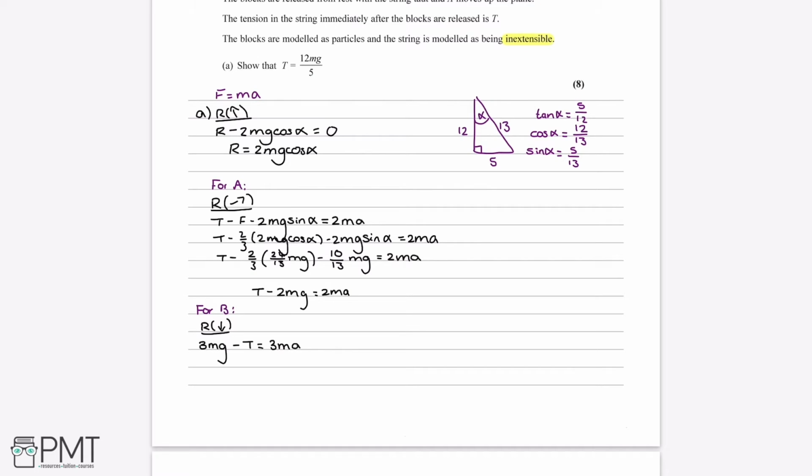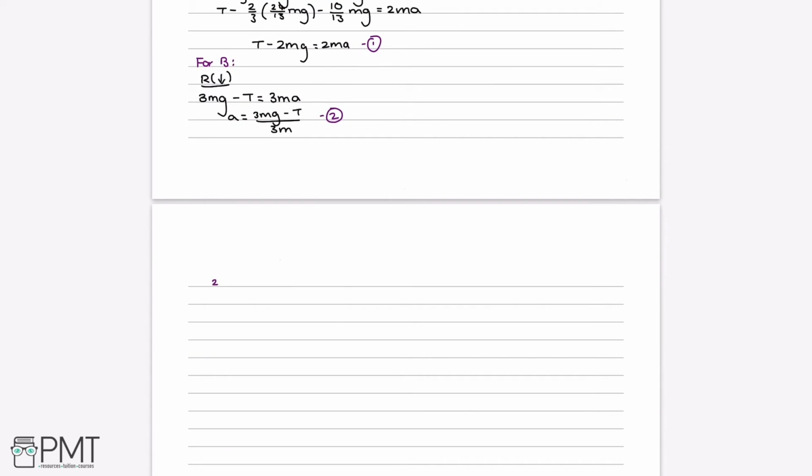So if we rearrange our equation for B a little bit, just by dividing everything by 3m, we're left with a is equal to 3mg take away T, all divided by 3m. And then we can substitute this into the equation for A. So if we call this equation 1 and this equation 2, and we substitute equation 2 into equation 1, we end up with T take away 2mg is equal to 2m multiplied by a, where we've replaced a with 3mg take away T divided by 3m.